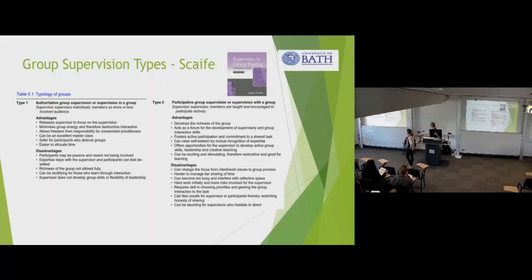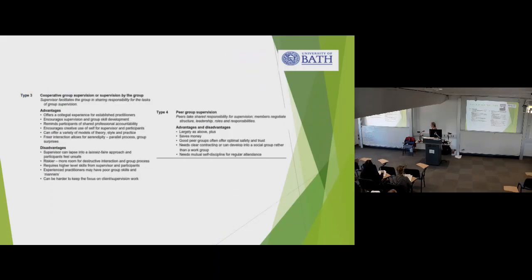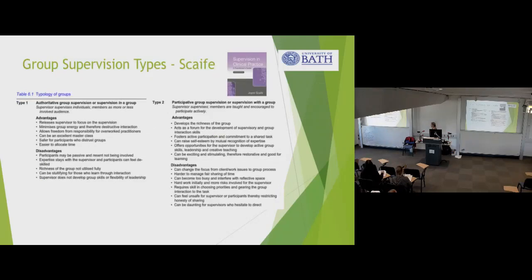Really good to attend if this is something you're interested in delivering a lot. But I find this topology that Joyce Scaife put together about the ways you can run a group really helpful to conceptualize different kinds of groups. She talks about four different types of groups.